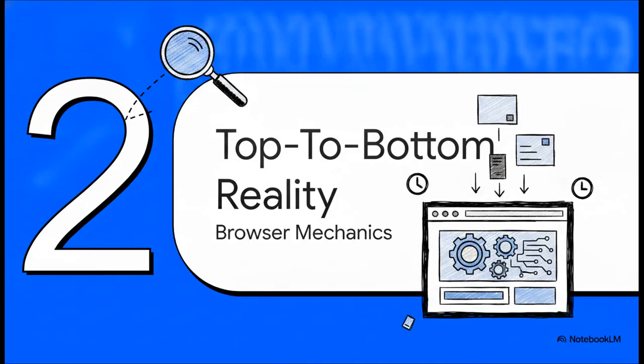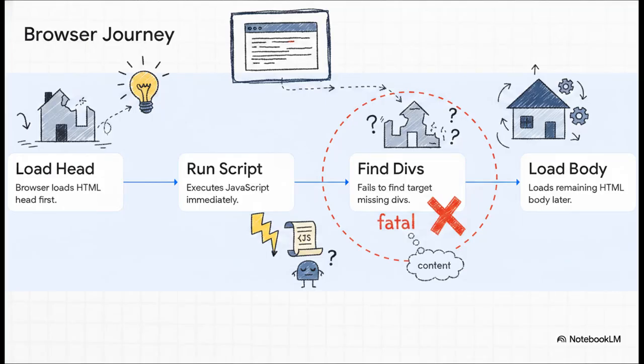Which brings us to Section 2, top to bottom loading reality. Let's literally walk through this millisecond by millisecond browser journey. Browsers read HTML files strictly in order, from top to bottom. So in step 1, it loads the HTML head. Moving to step 2, it spots your newly moved JavaScript and immediately jumps right into executing it. Now look at step 3. Your script runs and asks the browser to find, say, document.getElementById content.